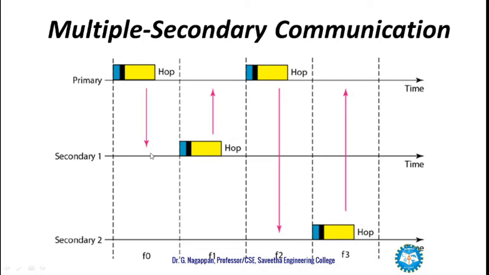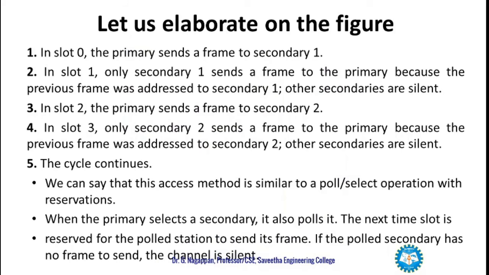So primary sends it, and whichever secondary it is intended to reply back replies, and again this primary sends it, both the secondaries receive it, but if it is the intended recipient, then it replies back. So this is how it happens in the multiple secondary communication. Now this explanation about the figure where it is addressed to secondary 1 or secondary 2. So the other one remains silent.